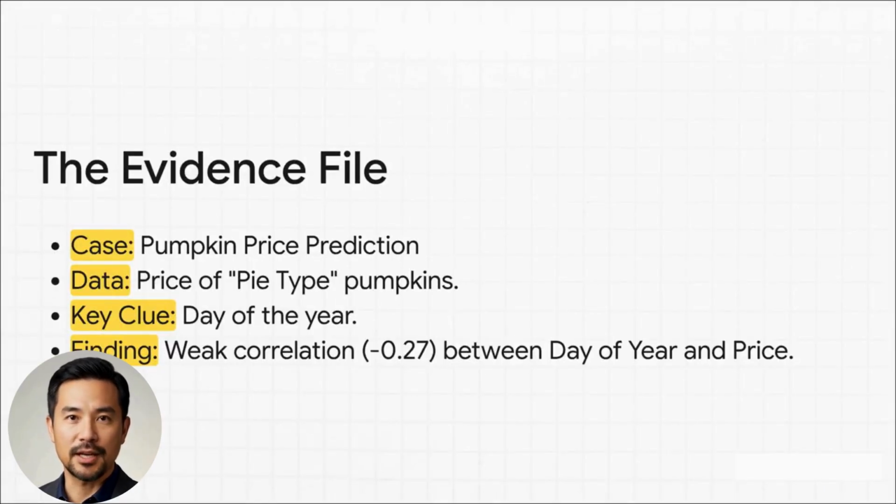The case is pumpkin price prediction. Our main piece of evidence, our key clue, is just the day of the year. Now, our first look at the data gives us a weak negative correlation, a minus 0.27. So what does that mean in detective speak? It's a hint. It suggests that as the year goes on, prices tend to dip a little. It's not a confession, but it's our first real lead. And any good detective knows you follow every lead.